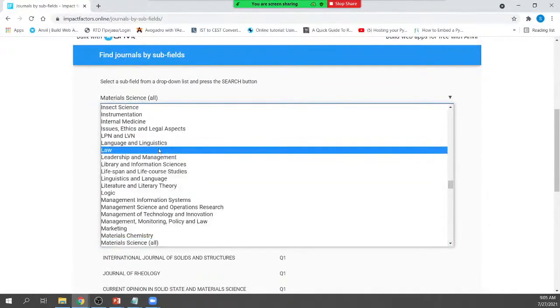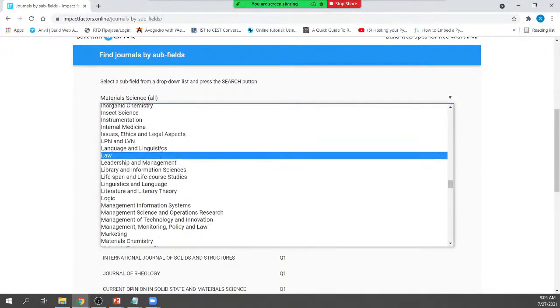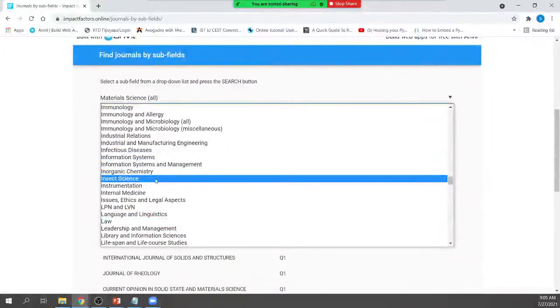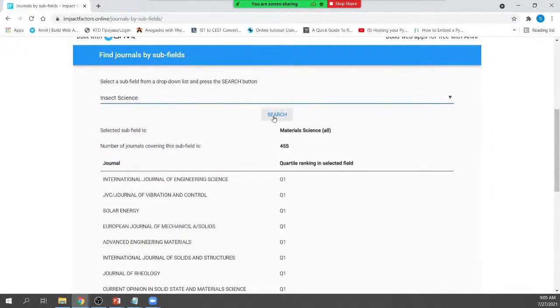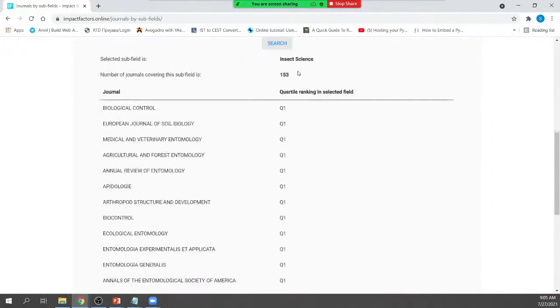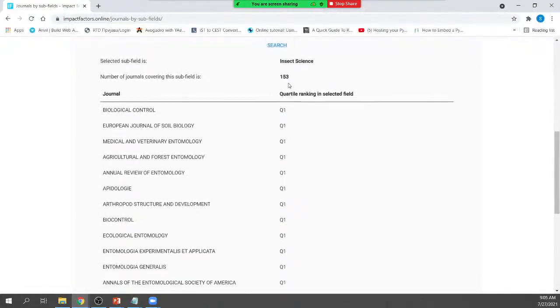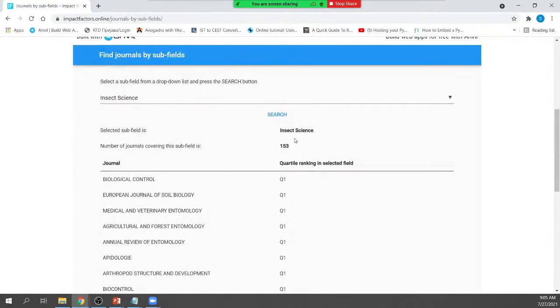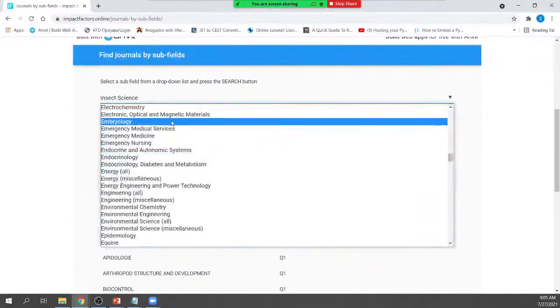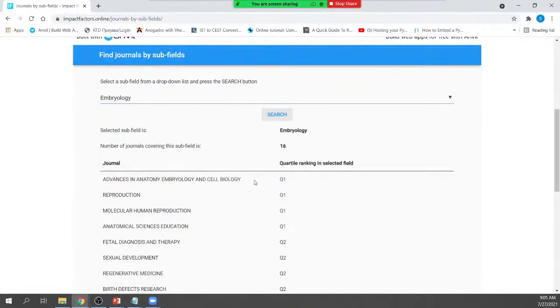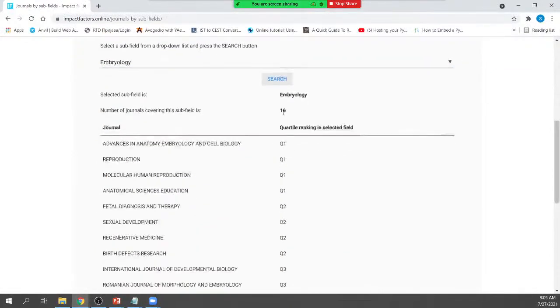Let us, for example, check what are the journals in the area of insect science. So we have a smaller number of journals here. There are 153 journals covering the subfield of insect science. And of course, for example, for embryology, we have only 16. We have only 16 journals covering the area of embryology.